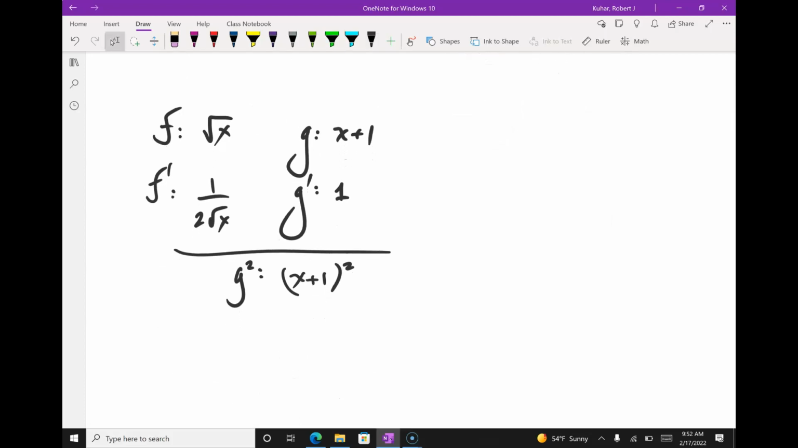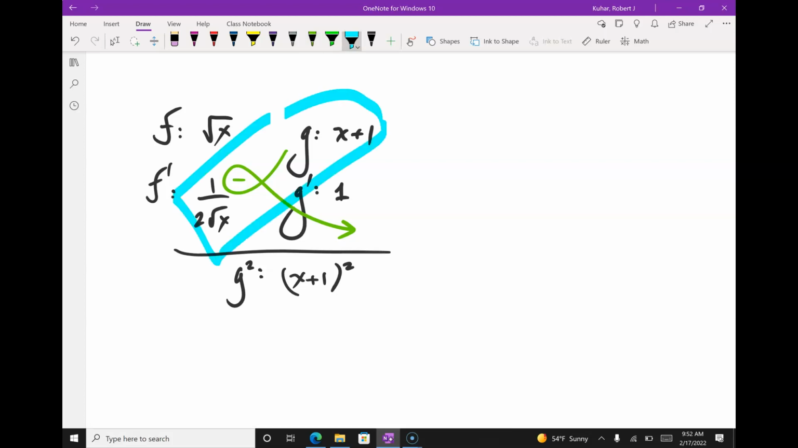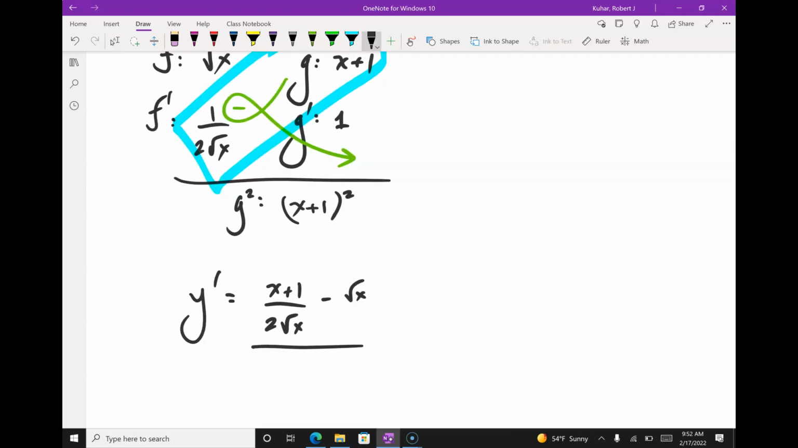All right, let's take a look at our loop. So I need this piece first, yes? So y prime is x plus 1 over 2 square roots of x, minus square root of x, all divided by x plus 1 quantity squared. Is everybody with me?